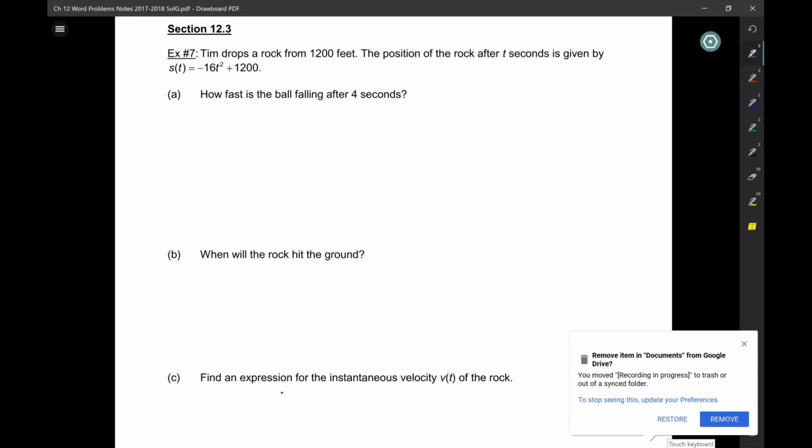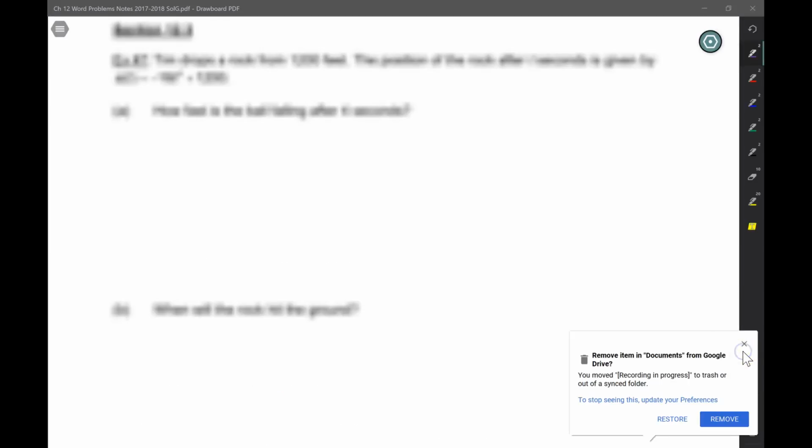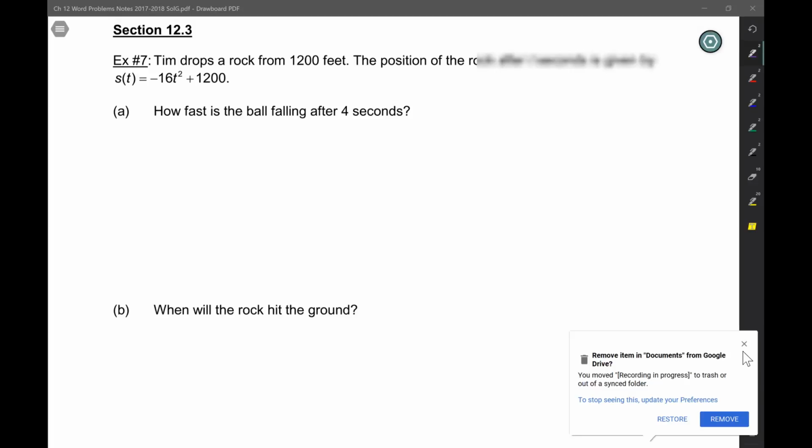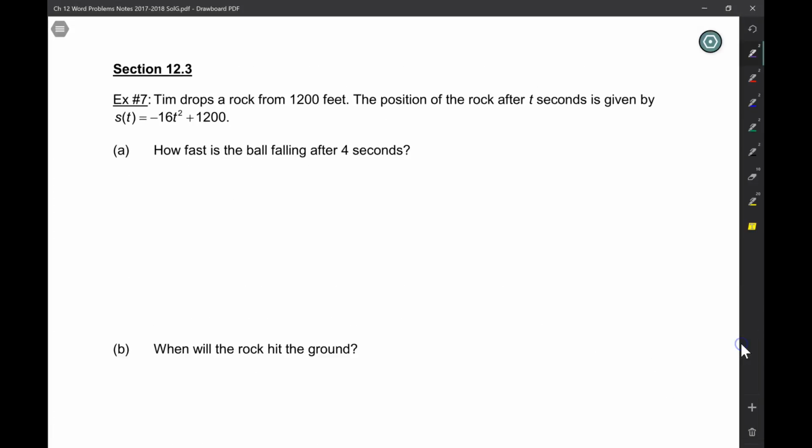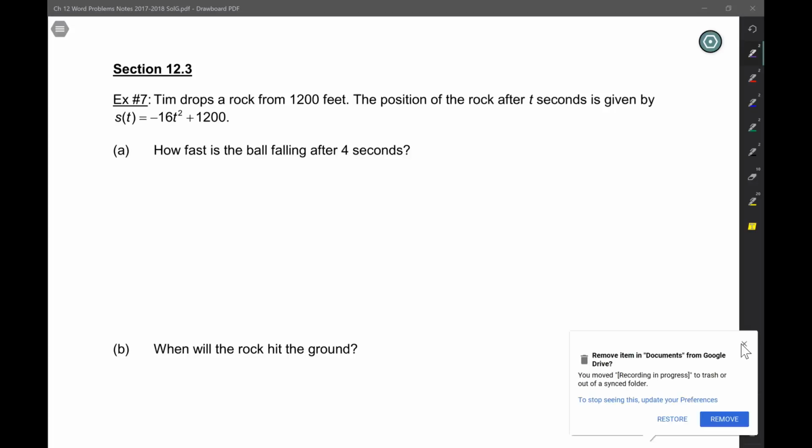All right, so these are from 12.3. If you weren't here yesterday, we did word problems on 12.2, for which there's a screencast. My computer's now stuck. Okay. There's a screencast, but it's okay if you haven't watched it. These are independent from what we did yesterday. Okay? All right, so these are the word problems that pertain to 12.3.